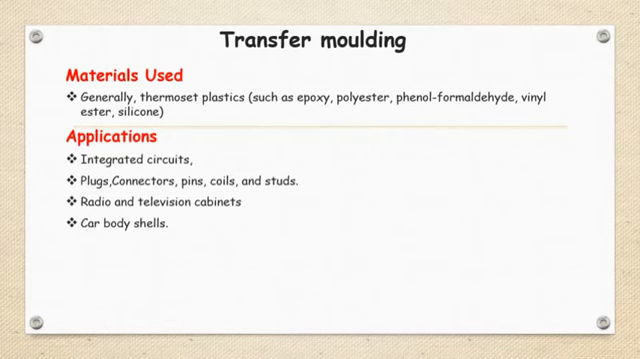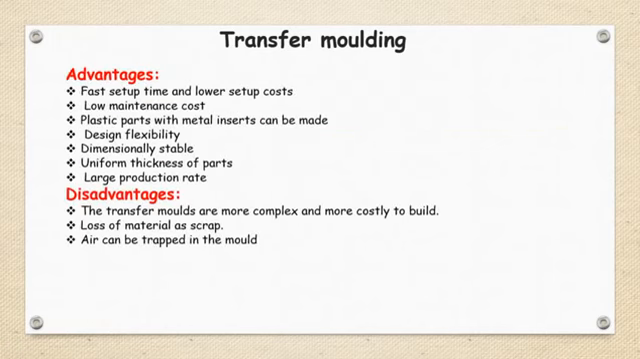The materials used for transfer molding are again thermosetting plastic materials. Generally, these are epoxy, polyester, phenol formaldehyde, vinyl ester, silicone, etc. The applications of transfer molding are that relatively complex geometries can be prepared using transfer molding. Integrated circuits, plugs, connector pins, coils, studs, radio and television cabinets, and car body parts are prepared by the transfer molding process.